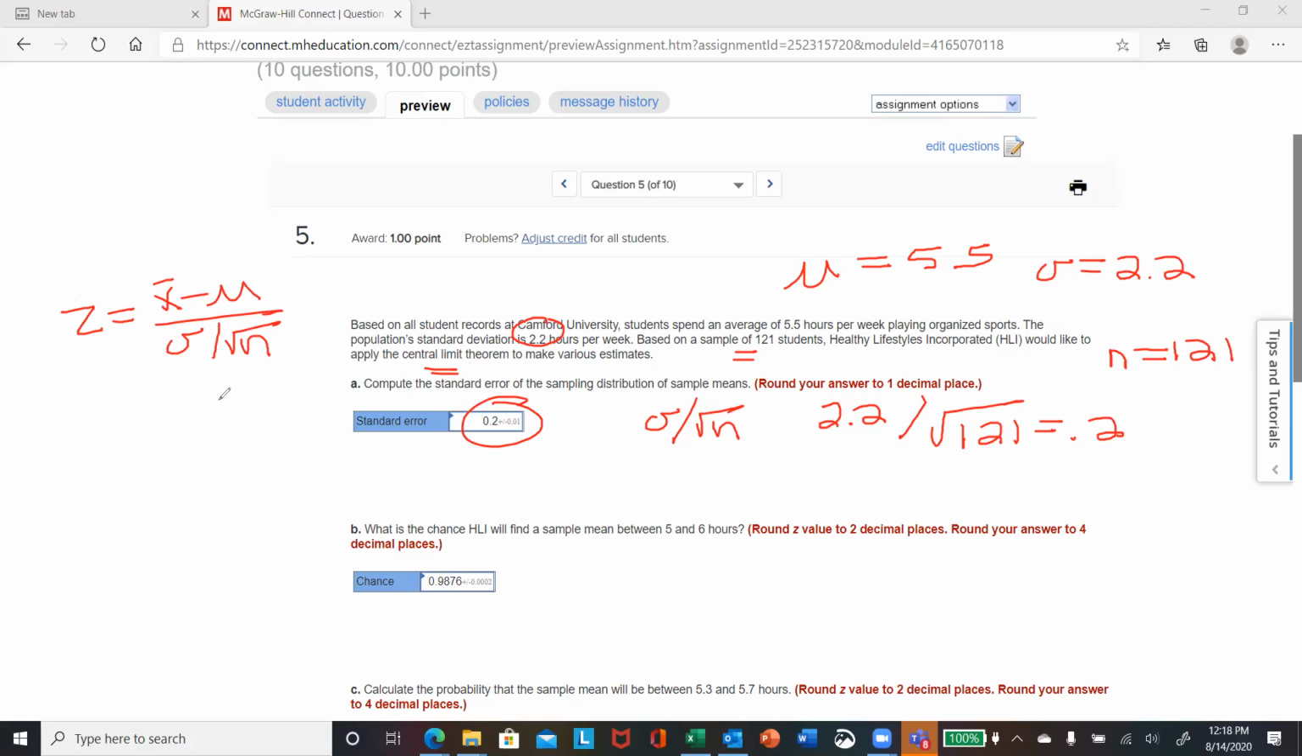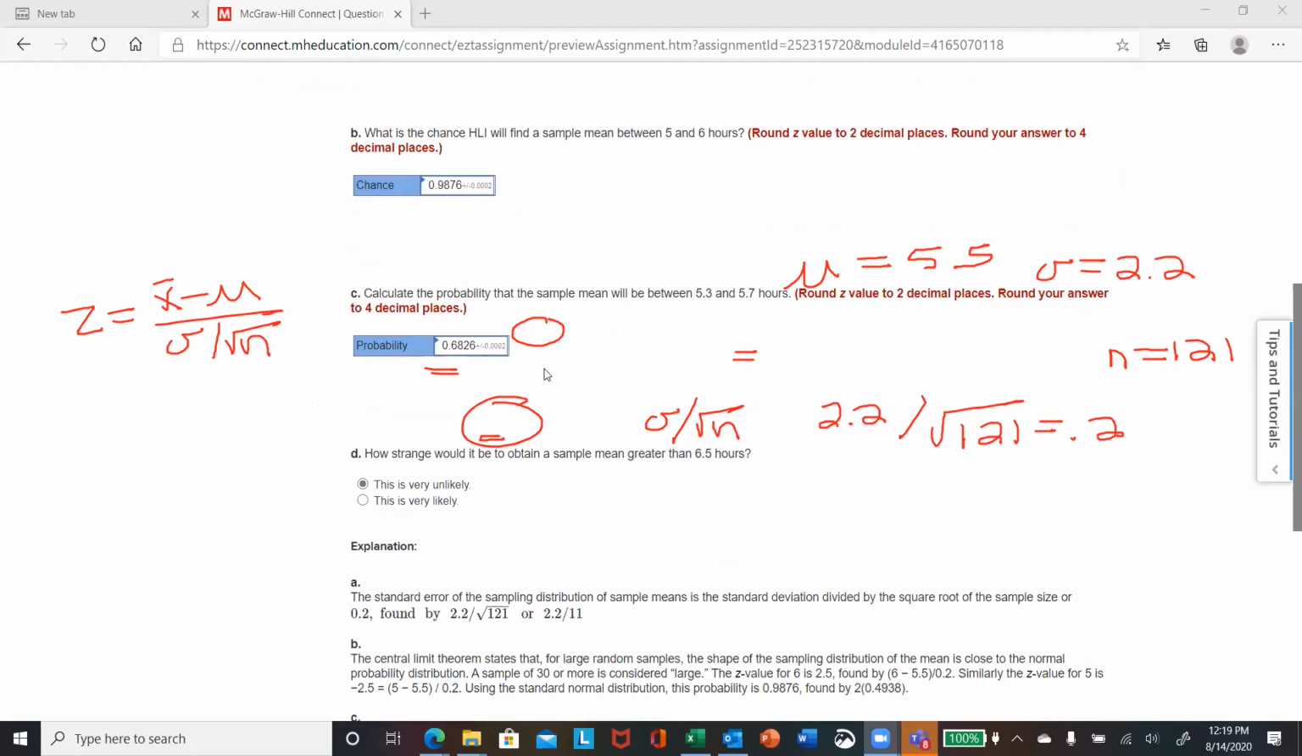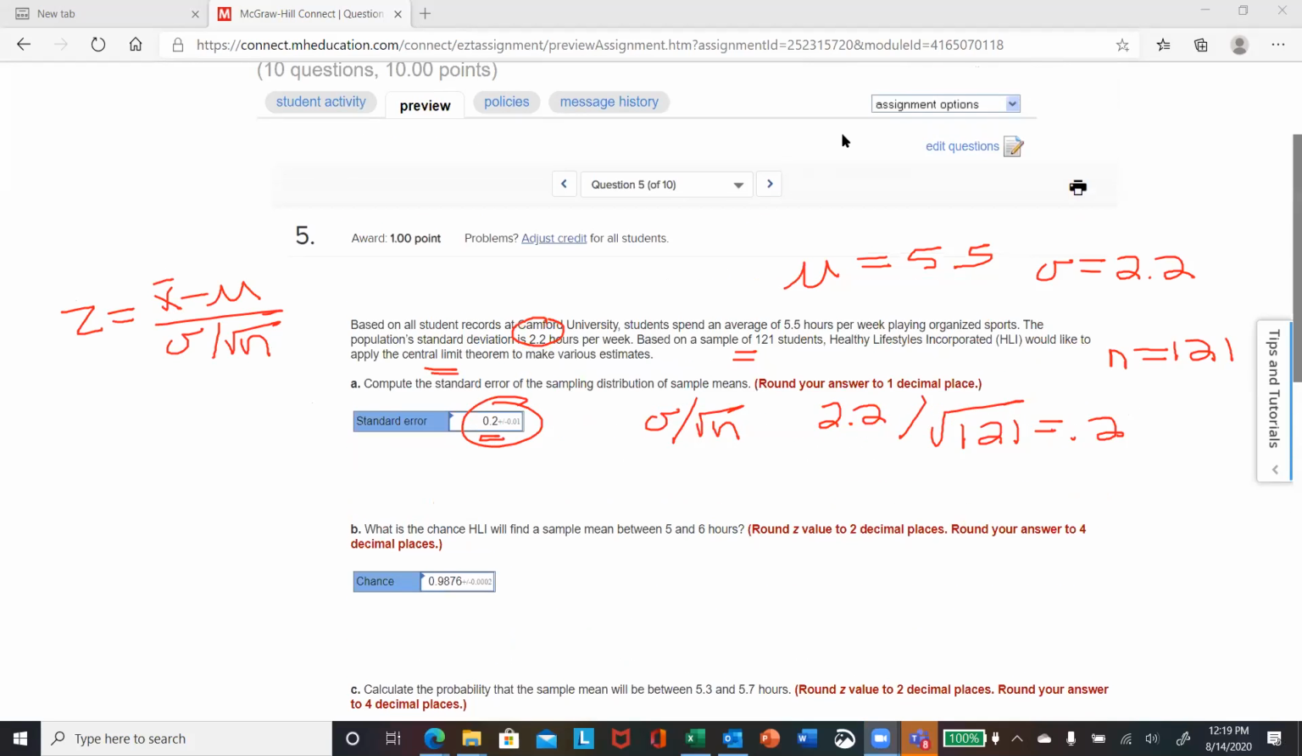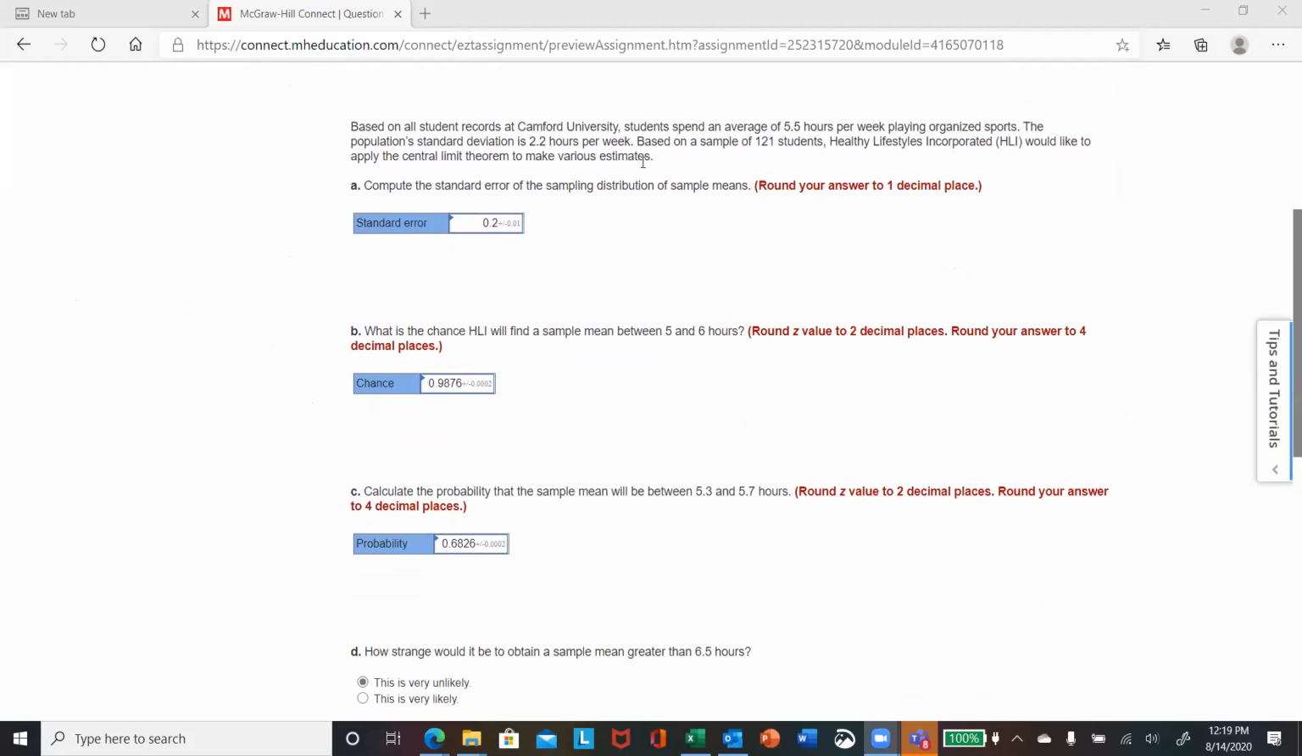And since we already know that number, when you do your z value formula, you're going to plug in 0.2 in the denominator. So when you get to part B, let me clear the rest of this. So in part B, they want between 5 and 6.